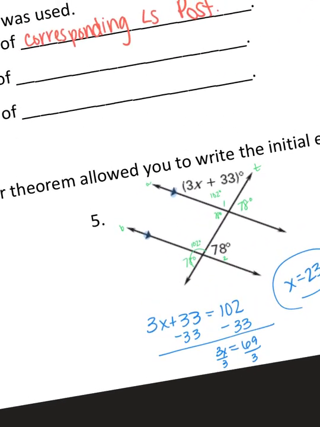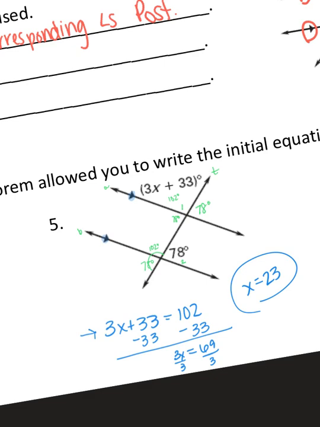Let's make sure that's all we needed to do in these instructions. It says, find the value of the variable, and tell which postulate or theorem allowed you to write the initial equation. So what did we use to do this? There's a whole variety of things, but we actually used first the corresponding angles postulate, followed by the linear pair postulate. That was because the pair of angles that we were given is not a pair that has a name, so we had to do 2 steps.